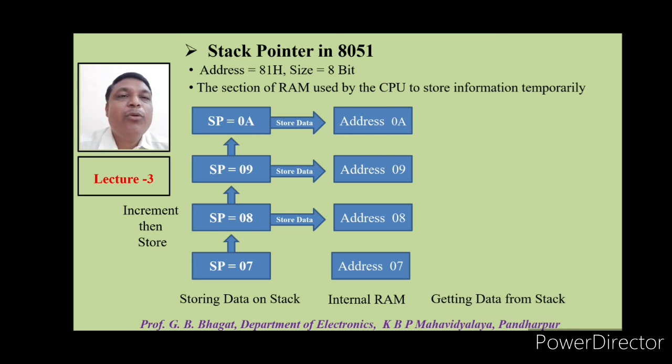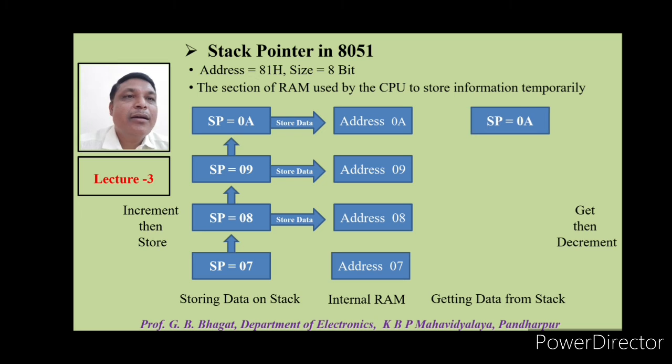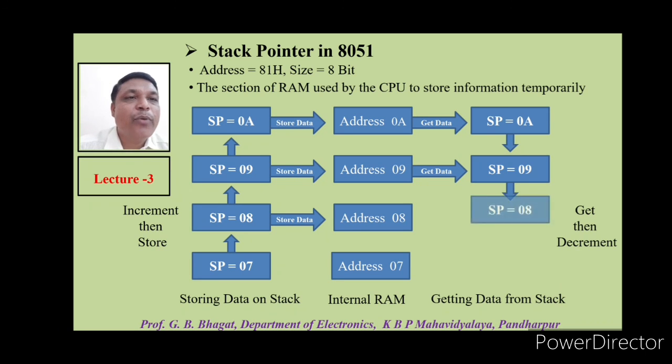Similarly, if we have to remove data from the stack, then the style is opposite to that of the storing process, that is, first remove the data and then decrement the stack; that is, get then decrement. At first data will be removed from the stack and then the stack pointer will be decreased by 1. Similarly, to remove the next byte, first data will be removed and then the stack pointer will be decreased by 1, from 09 to 08.